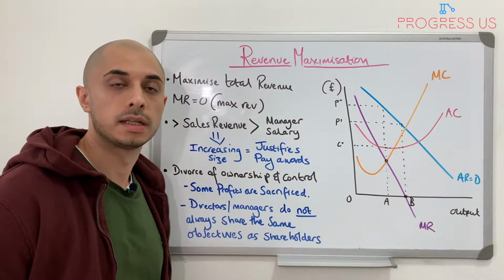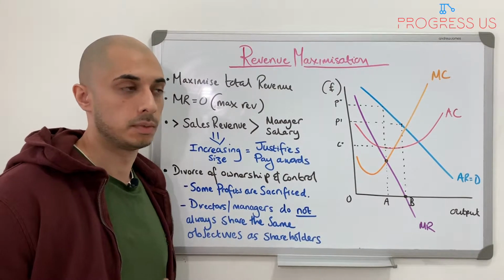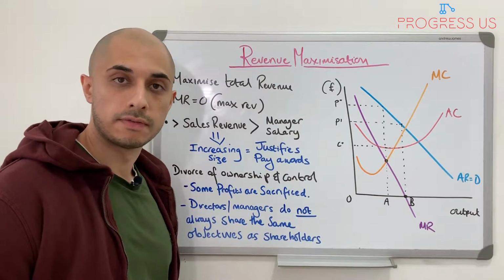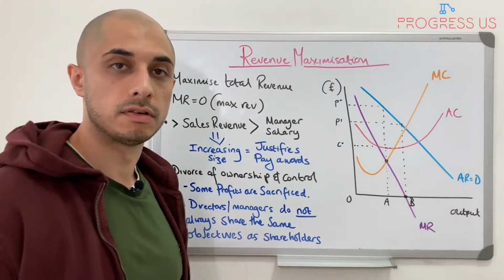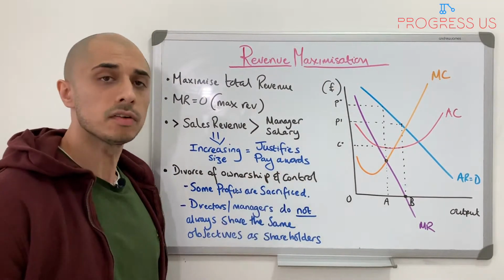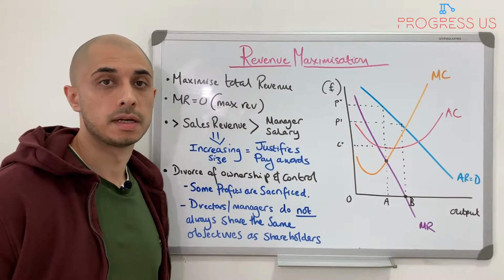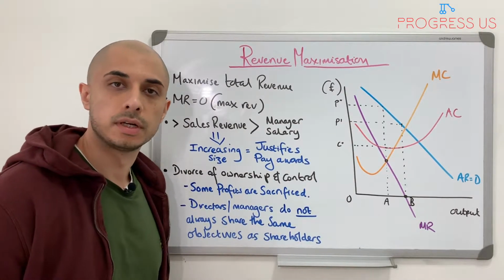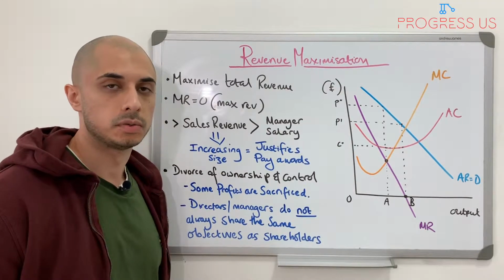Classical economics will say that most firms look to profit maximize, but we know that some firms don't. For today, we're going to look at revenue maximization and see why firms may want to revenue maximize instead of profit maximize. The diagram looks like a supernormal profit diagram, and essentially it is, but the production point is not where MC equals MR.